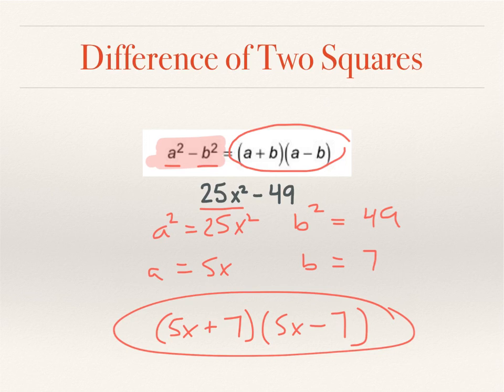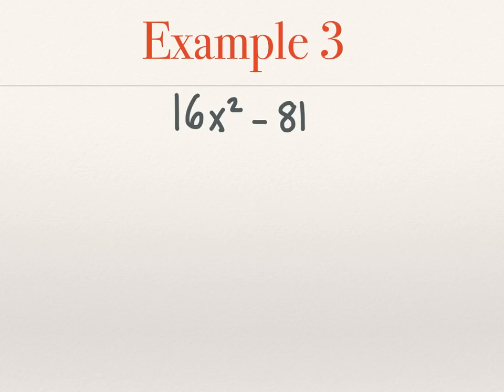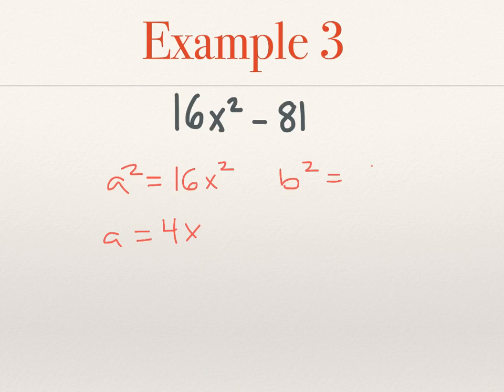Okay, last example. What's our A squared? 16x squared. So what's A all by itself? 4x. And B is 9. B squared is 81, so just B is 9. So now we're going to have our two parentheses. What do we put in the parentheses?